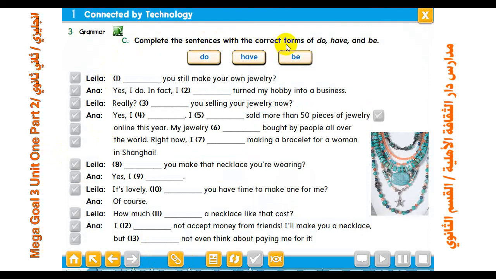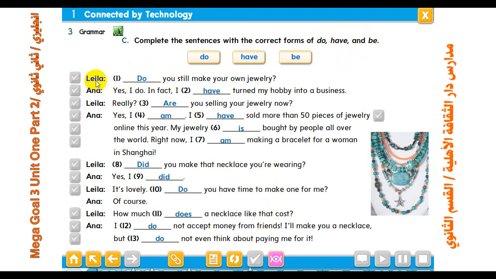Complete the sentences with the correct form of do, have, and be. And we know all the forms of do. They are do, does, and did. The forms of have are have, has, or had. The forms of be are am, is, are, was, or were. Okay, I will show you the answers and explain each one.